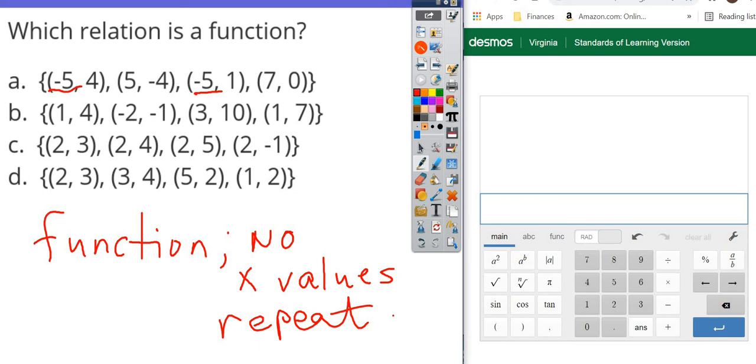Let's see if there's any repeats in B. There's a 1 and there's a 1. Nope, that's not a function. I'm going to write not over here. Let's see if there's any repeats in C. Well, yes, there are a lot of them. So that's not a function. And finally in D, we've got 2, 3, 5, and 1. Those are all different. So D is definitely your answer.